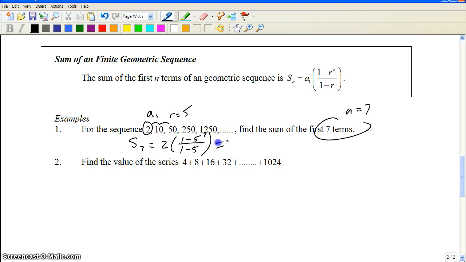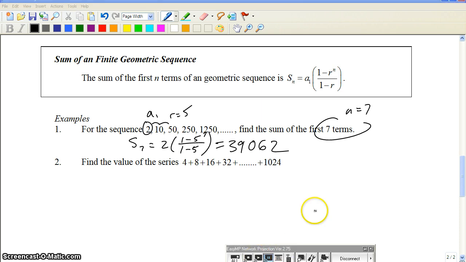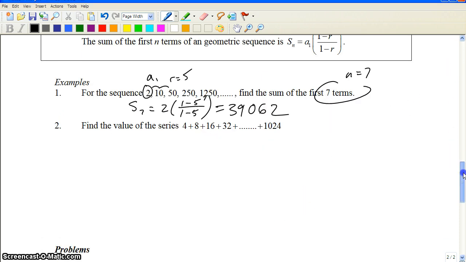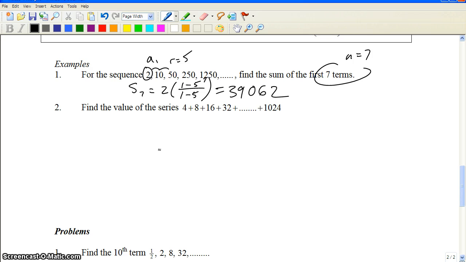So our answer is 39,062. All right, so let's look at the next problem. Let's just start picking out the pieces. A sub 1, we know it.